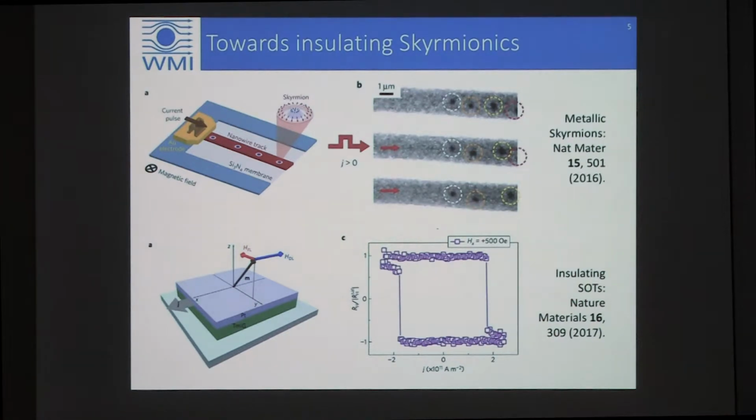And now, of course, the interesting question is, can we actually combine these two? Look at an insulator with complicated spin texture and use current or whatever to drive dynamics.